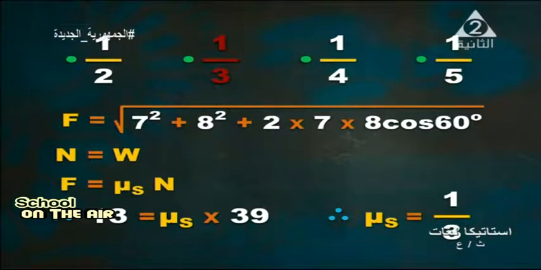Look at, my dear student, at the first, F equals square root of 7 squared plus 8 squared plus 2 times 7 times 8 times cosine theta, cosine 60. We know that N equals W, F equals mu_s N. Therefore 13 equals mu_s N. Therefore mu_s times 39 equals 13. What is the coefficient? It equals a third.